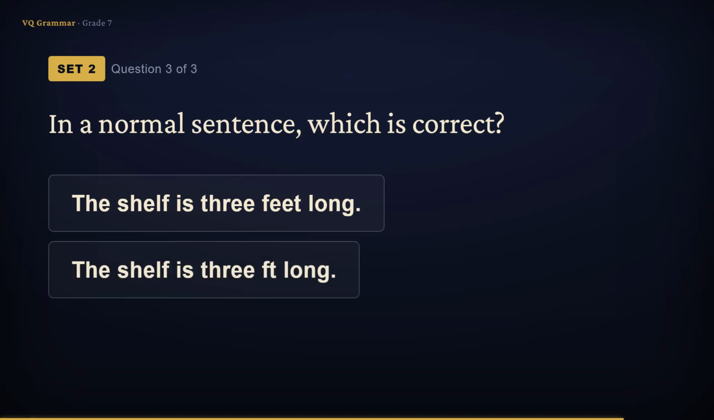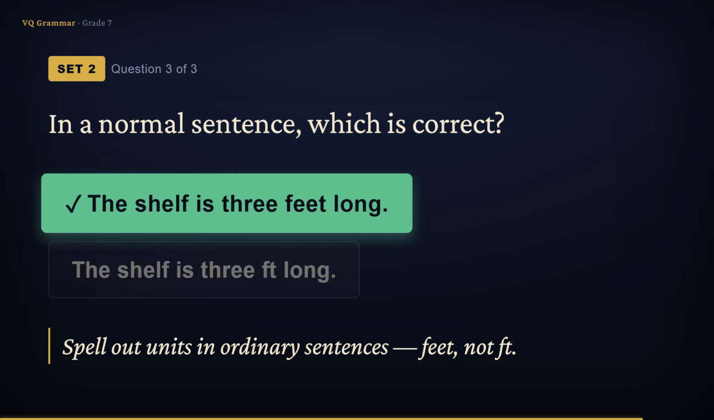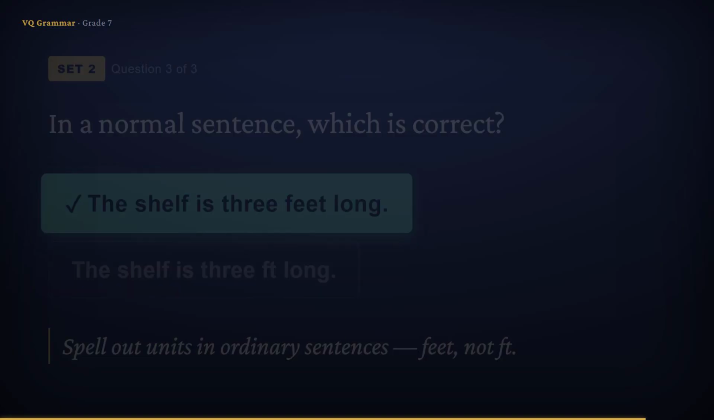The shelf is 3 feet long. Inside a normal sentence, a unit of measure is spelled out, so we write feet, not the abbreviation. You'd only shorten it to FT in a chart or a scientific note. So the answer is the first option.